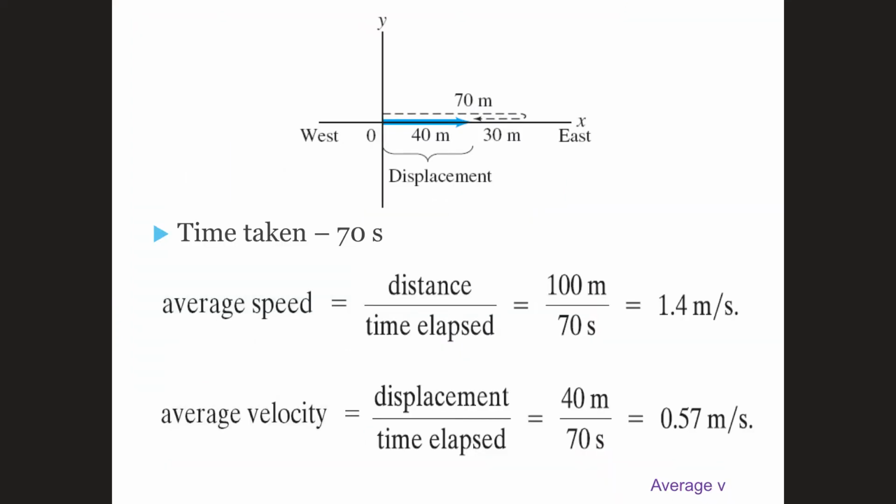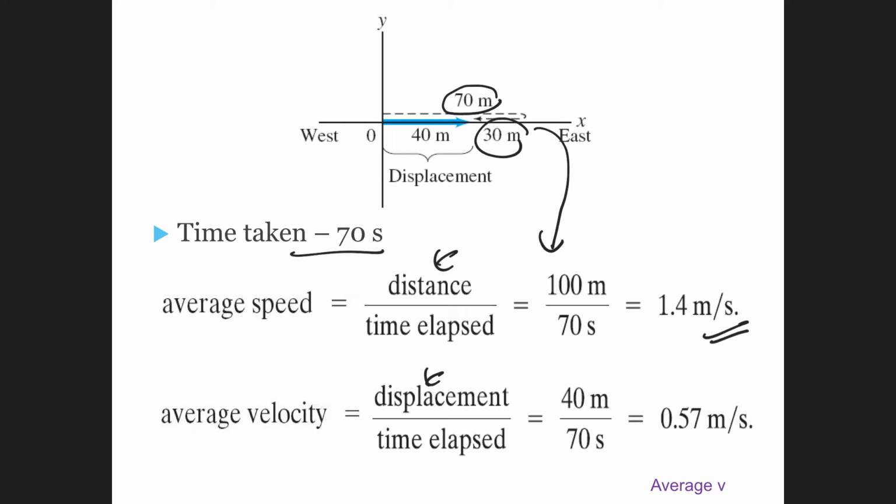Okay, so now we are going to calculate the average speed and average velocity. Please take note, speed is about total distance taken, and average velocity is about displacement. When it comes to average speed, you need to add up all the distance that this person takes. So it's moving 70 meters and then it turns around 30 meters, so the total is going to be 100 meters. The time taken to complete this task is 70 seconds. That's why you are going to get the answer 1.4 meters per second.